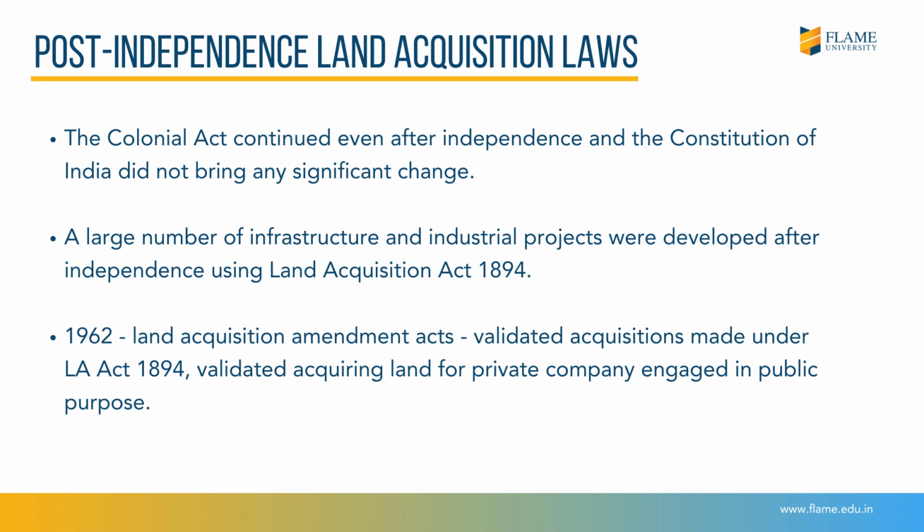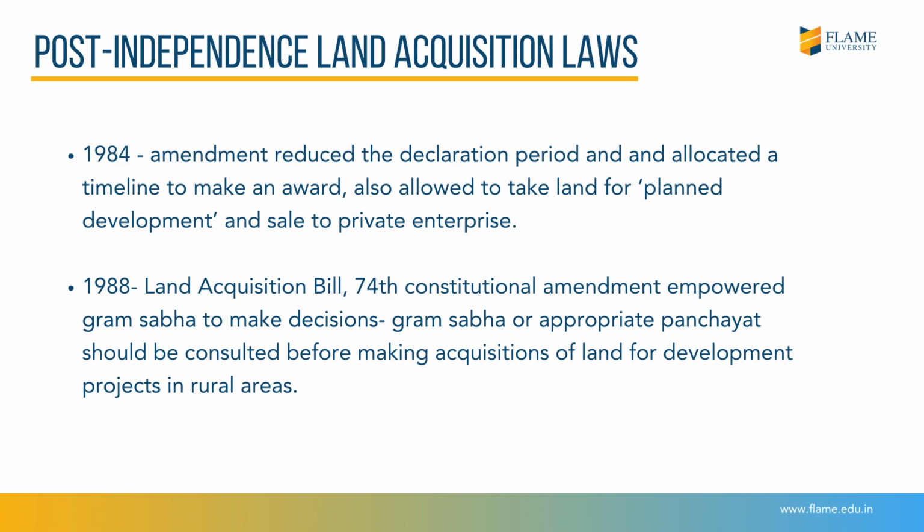A large number of infrastructure and industrial projects were developed after independence using the Land Acquisition Law of 1894. Land Acquisition Amendment Acts in 1962 validated acquisitions made under the Land Acquisition Act of 1894, including acquiring land for public companies engaged in public purpose related work. The 1984 amendment reduced the declaration period and allocated a timeline to make an award. It also allowed to take land for planned development and its sale to private enterprises. Eventually, the 74th Amendment to the Constitution granted decision-making powers to the Gram Sabha in tribal regions.